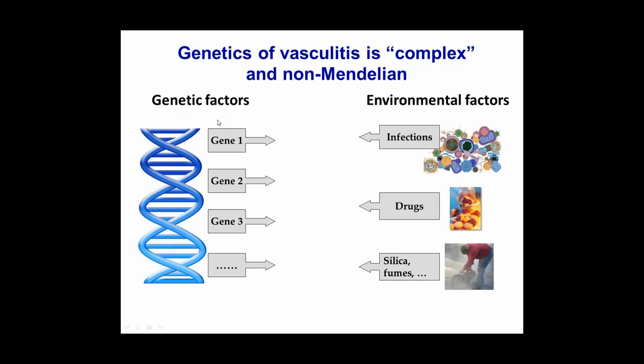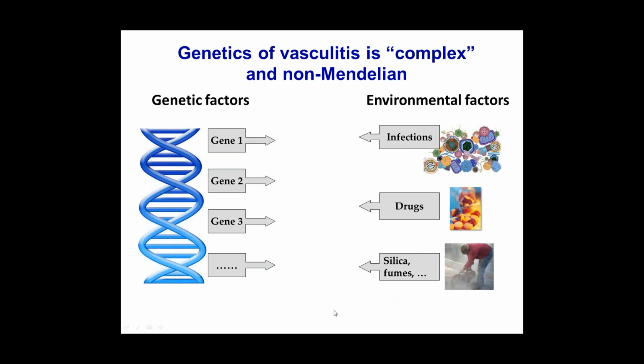These genes, together with environmental factors, contribute to risk. Some environmental factors, such as an infection, have been reported in some vasculitides. Some medications have also been shown to increase the risk of vasculitis. But we also know that there are some environmental factors that are not necessarily drugs or medications that have been observed to increase the risk for developing systemic vasculitis. For example, silica exposure has a strong association with ANCA-associated vasculitis, and so on.